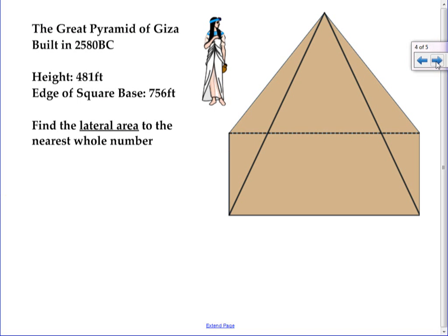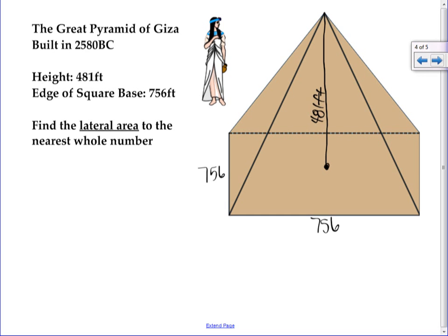All right, we have a pyramid over in Giza. It was built a long time ago. It has a height of 481, so let's draw this on the picture right here. Here's our height, 481 feet. The edge of the square base is 756. It's a square, so we can put it on both of them here. Find the lateral area to the nearest whole number.